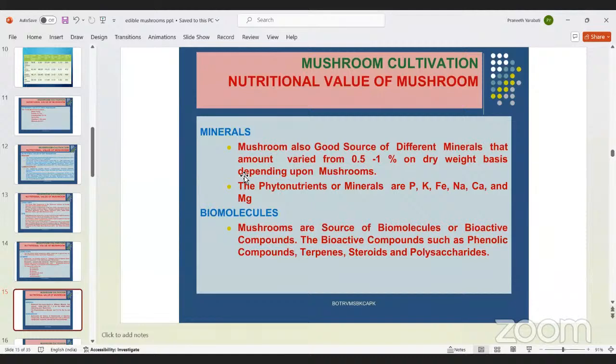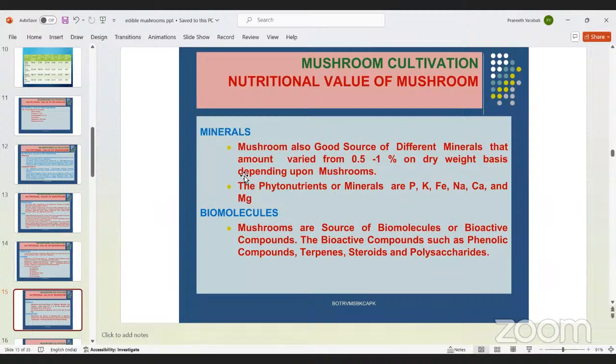So next, along with these vitamins, there are also minerals. Mushrooms are also a good source of different minerals. The amount varies from 0.5 to 1% on a dry weight basis, depending upon the mushroom. The minerals are potassium, phosphorus, iron, sodium, calcium, and magnesium.